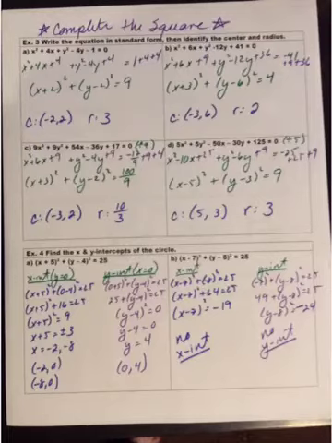Alrighty, page 2 of our circle notes. The first part is going to deal with completing the square. It's exactly like we did with the spheres, except that we're only going to complete the square twice instead of 3 times. So we want to rewrite the equation into standard form so we can easily identify the center and the radius.